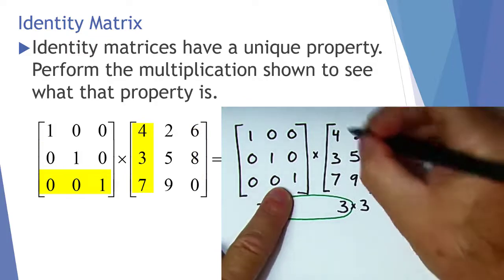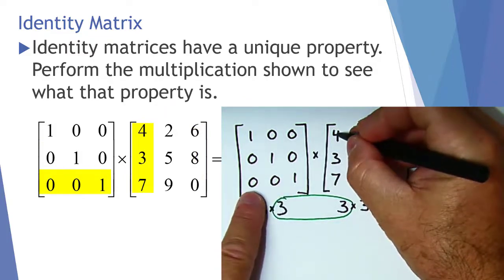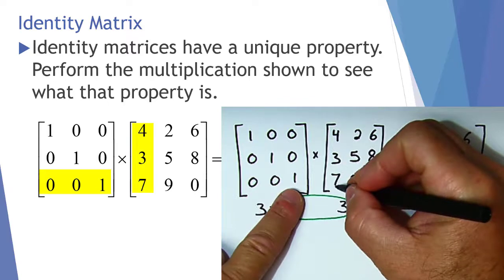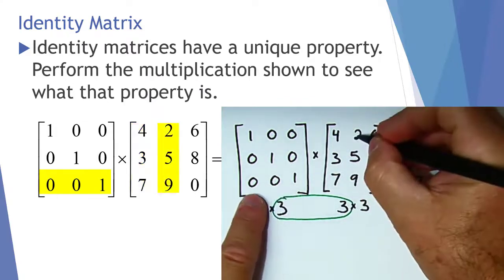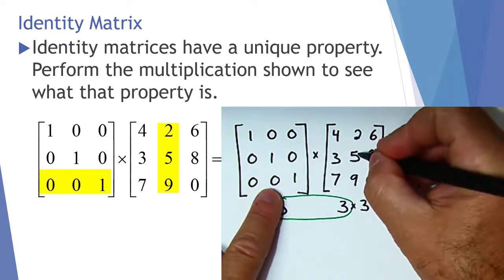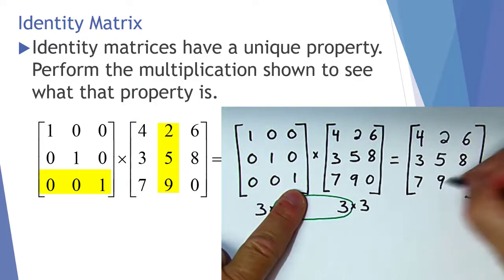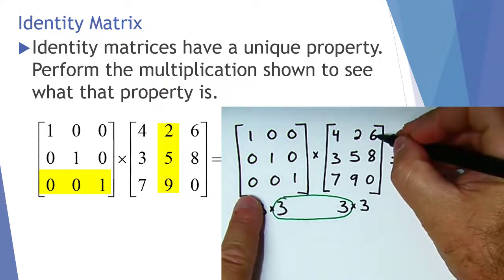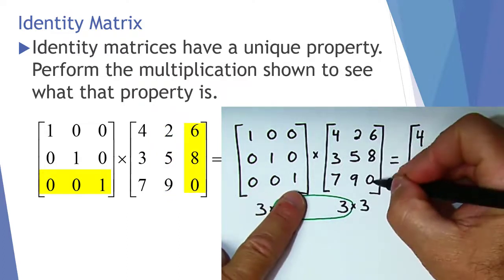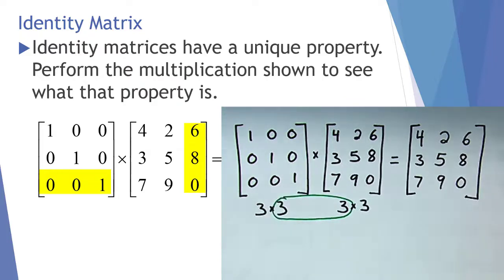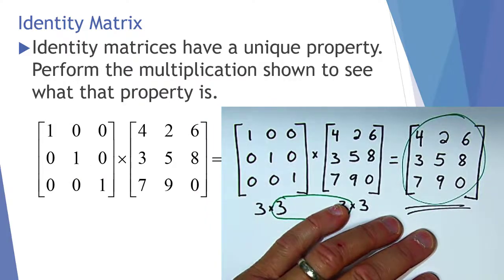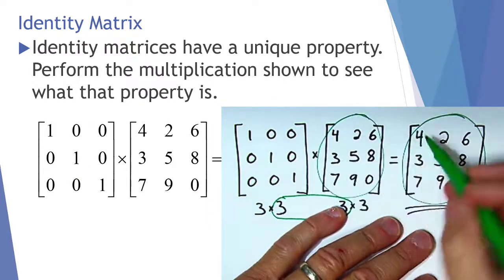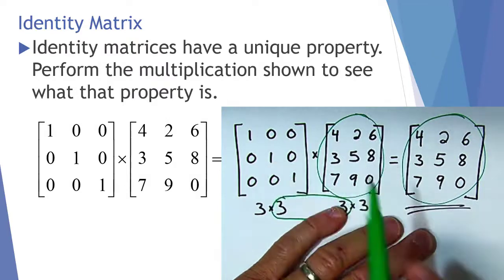Bottom left entry, bottom row, left column, dot product. 0 times 4, 0 times 3, 1 times 7. Bottom row, middle column. 0 times 2, 0 times 5, and 1 times 9 is 9. 0 times 6, 0 times 8, and 1 times 0, that turns out to be 0. And there it is. There's our product matrix. Notice anything? Well, sure enough, our product matrix is exactly the same as the matrix we multiplied our identity by.